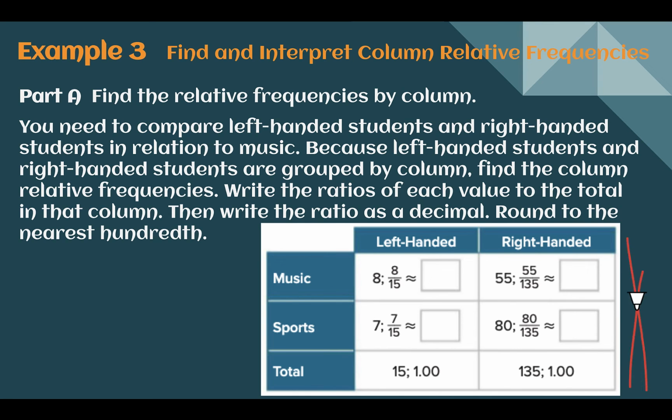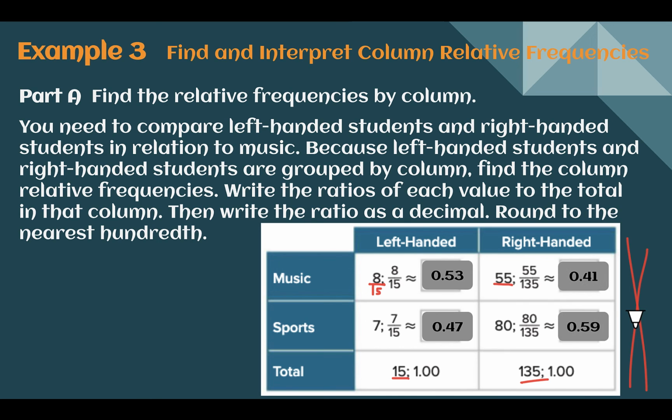So notice my row totals are gone. Just like our row relative frequency, I'm taking my box subtotal and dividing it by my total. So 8 over 15, what they're showing, comes out to approximately 0.53, 53%. I could do 7 out of 15 and I would get 0.47. Box total divided by total, 55 out of 135 is 0.41. 80 out of 135, 0.59. So I just did the same thing, but my total is now on the bottom instead of the right.